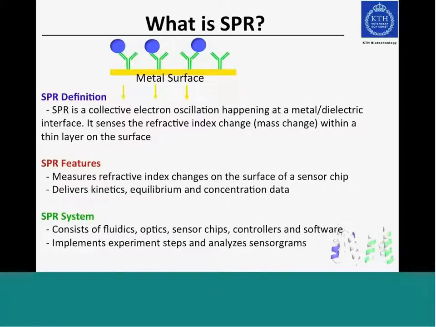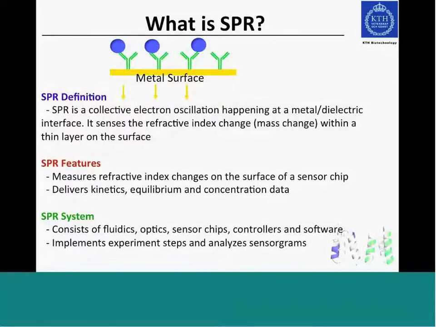The definition, I won't go through everything, but there is a physical phenomenon happening upon binding, more or less related to the amount of mass bound to the surface, and this occurs as a thin layer, and then this can be used to derive kinetic data, equilibrium data, the active concentration of an analyte, and many binding parameters. It can also be used in competition format to look at how different analytes compete for targets, for example. We have some examples later on.